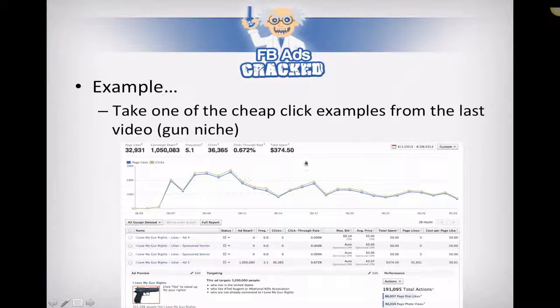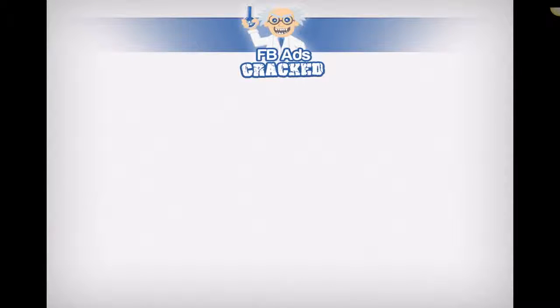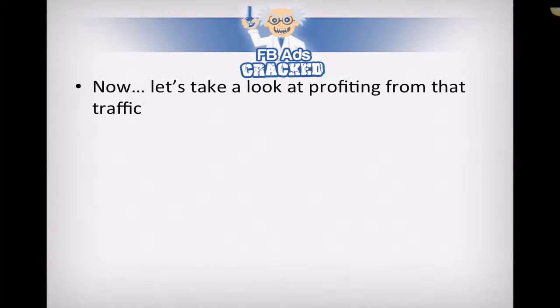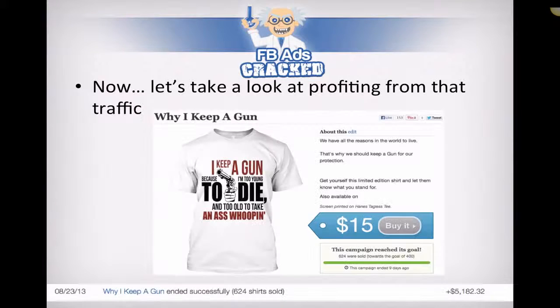This is from June 1st to June 28th, okay? Total ad spend is $374.50, and that's going to get me 36,365 clicks. So that's 1 cent a click, basically, right there. So you can see down the corner, maybe it's 0.01. So we've got 36,365 clicks for only $374.50. That's pretty cheap. So let's take a look at profit, and then we're going to do the math, okay?